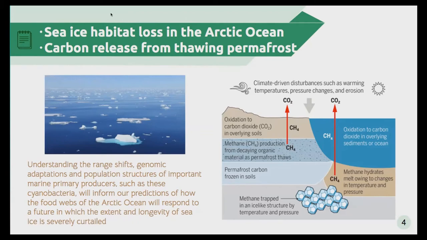Okay, I would like to continue the material. Key microbial processes in critical zones of Arctic change. First, we know sea ice habitat loss in the Arctic Ocean. The loss of sea ice prompts changes in sea ice albedo feedback, where the high surface reflectance of sea ice to solar energy decreases, in contrast to the increased absorption of solar energy by the darker surface of open water. These changes have the potential to influence the planetary energy budget.